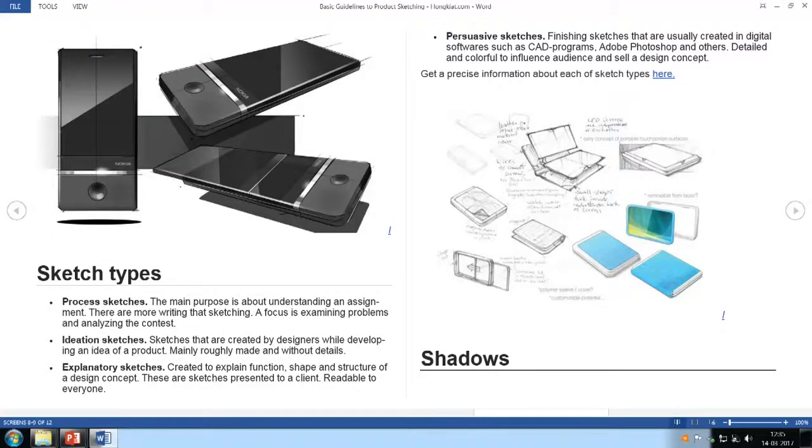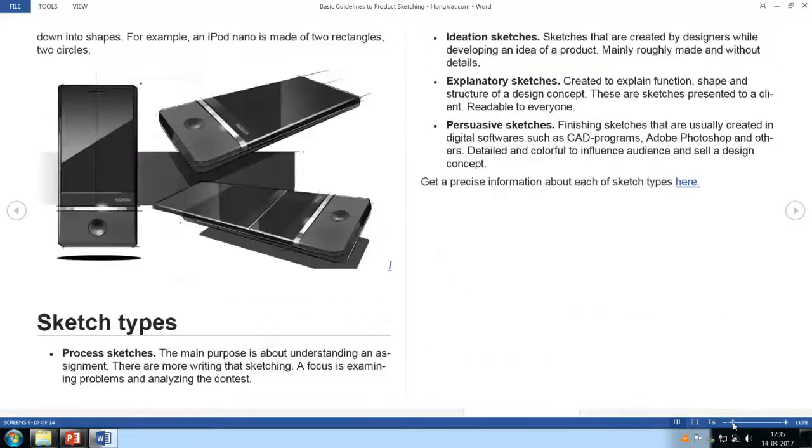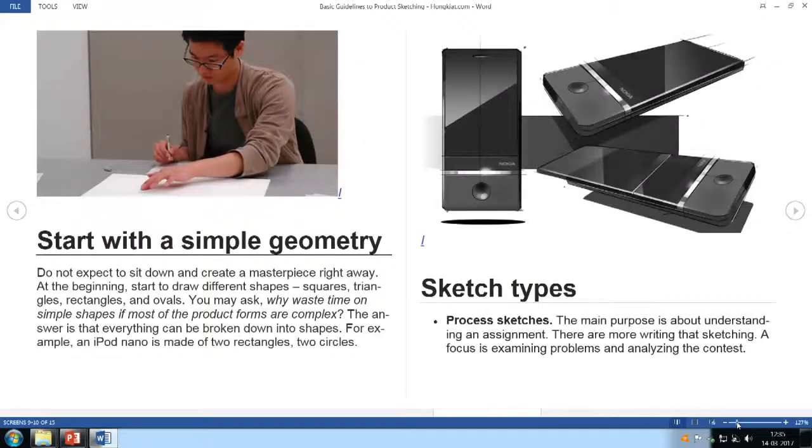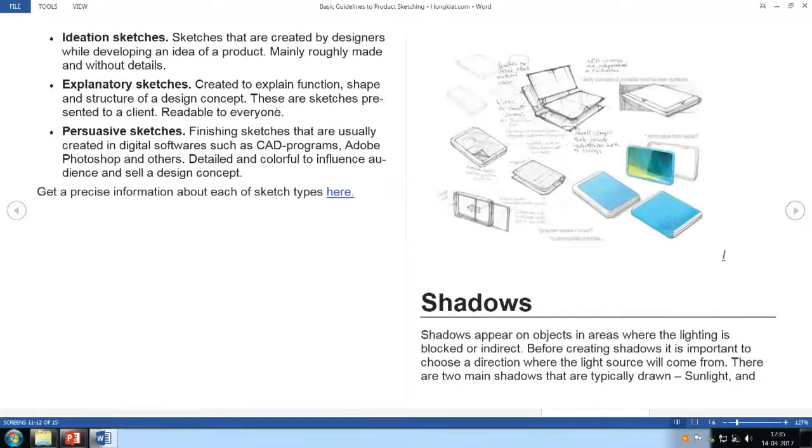You see here, these ideation sketches. I will see if I can enlarge it and get it into the middle. Sketches that are created by designers while developing an idea of a product are mainly roughly made and without details, which I think is very, very critical about it.